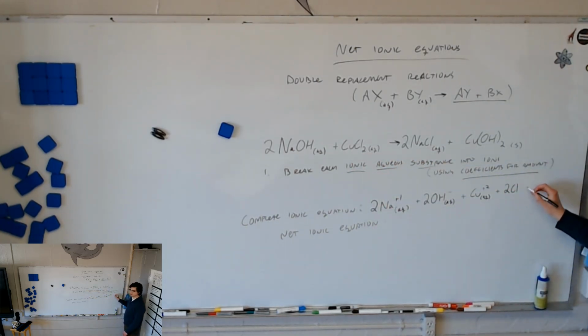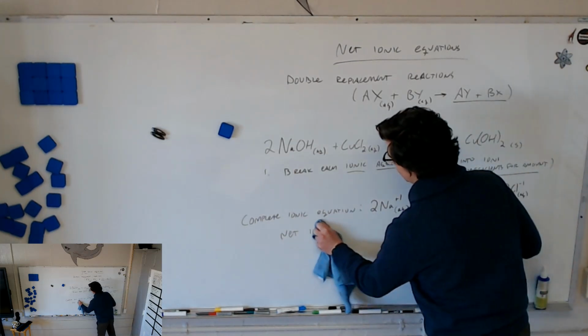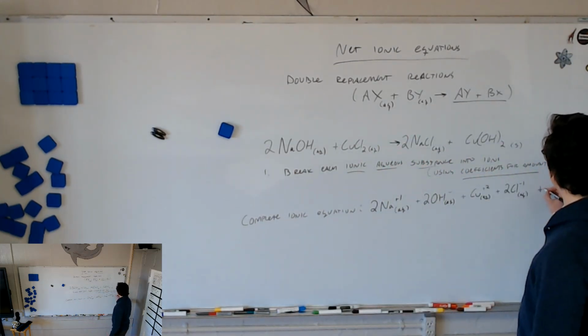Okay, and what's the charge on the chlorine always? 1 minus. And in what state is this? Aqueous. Yep. I'm going to run out of room. I'm going to have to go to the next line.